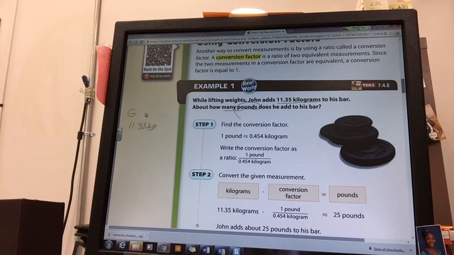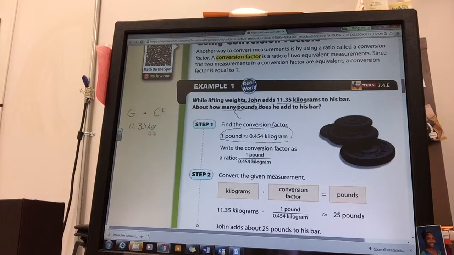Okay, and I'm going to multiply that by what's called my conversion factor. Now, conversion factor is two units that are equal to each other. A good example is 1 foot equals 12 inches. They're different types of units, but they are equal. So we're going to look at the conversion factor for pounds and kilograms. Now, this you can get off the front page.